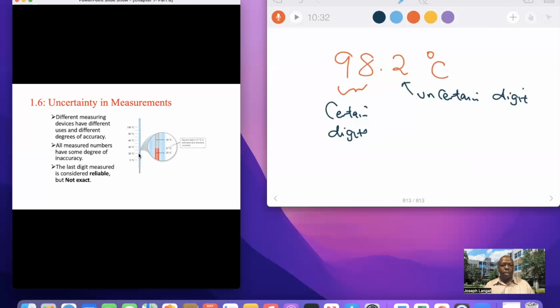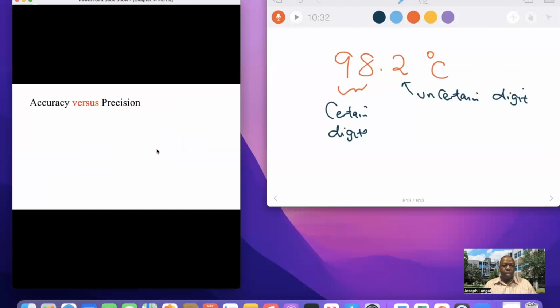Here is just an illustration on temperature measurement, somewhere between 20 and 27. We'll be just approximating. What we are sure of is 20 and 30, but anything in between here, there's some degree of uncertainty.